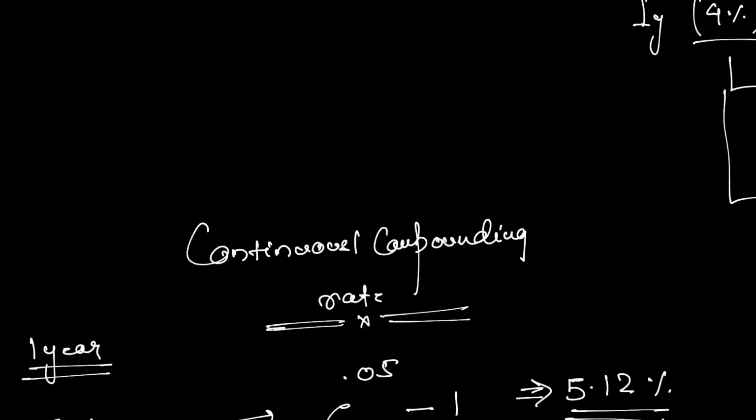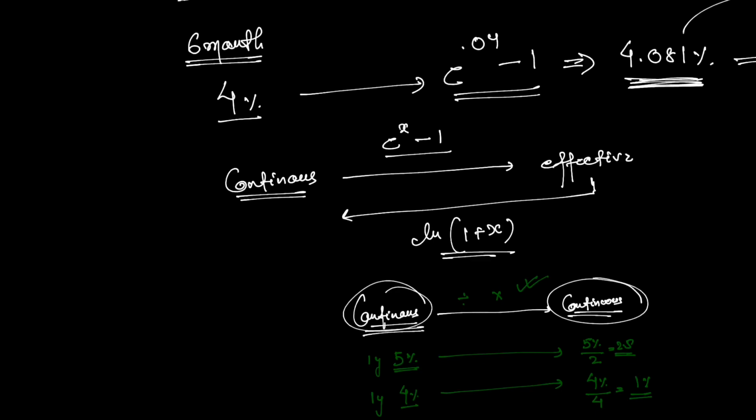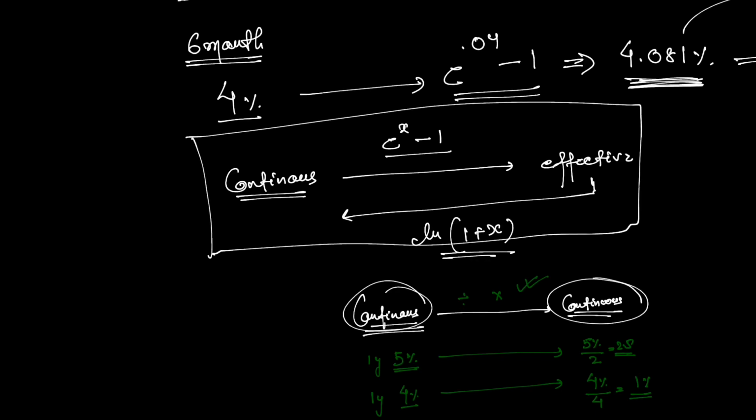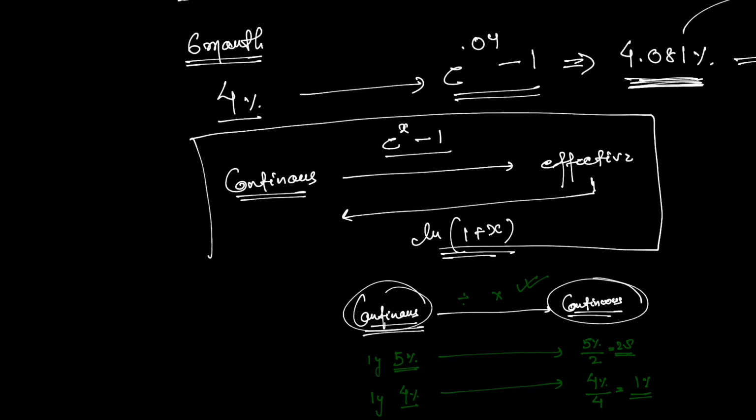Then we discussed continuous compounding. In continuous compounding, the very important concept that we learned is that if you want to convert the continuous rate to effective, then you do e to the power x minus 1. And if you do ln of 1 plus x, as in ln of 1 plus effective rate, you convert the effective of the x tenure to the continuous of x tenure.